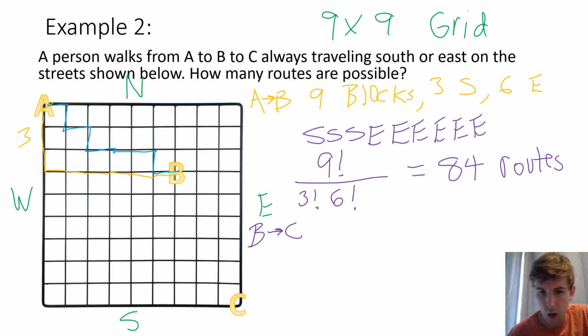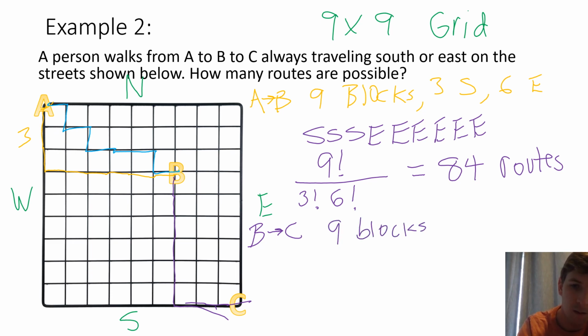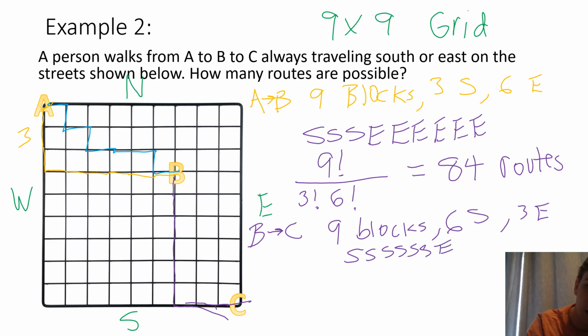All right, so let's think about the routes from B to C. 1, 2, 3, 4, 5, 6, 7, 8, 9. So it's going to be 9 blocks once again. This time it's 6 south and 3 east, but it's going to be a very, very similar setup. Just because the letters have changed here, it's still S, S, S, S, S, S, E, E, E.